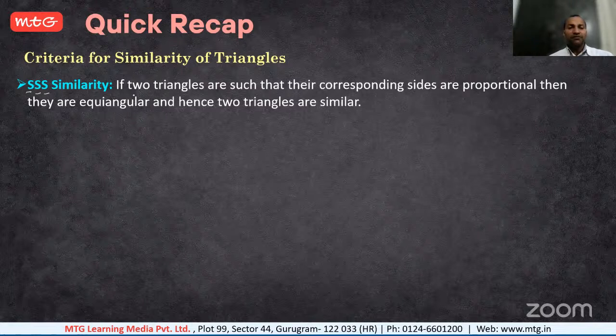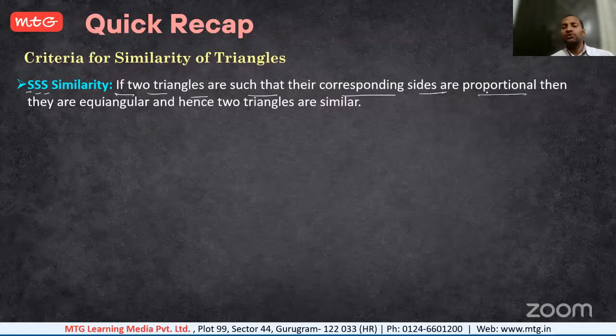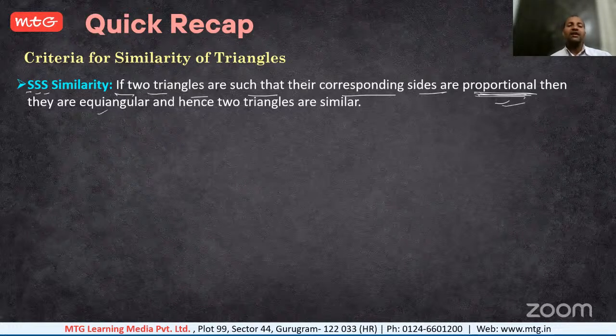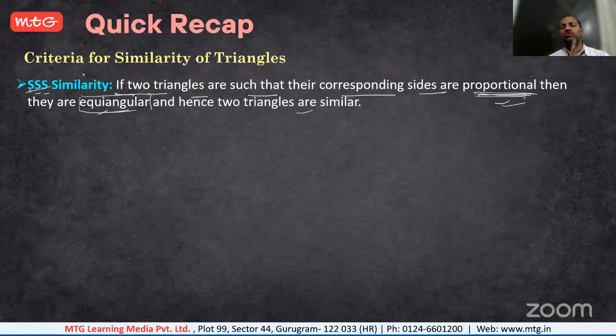It says that if two triangles are such that their corresponding sides are proportional, their ratio is the same, then they are equiangular, and hence the two triangles are similar. Obviously, when the ratio of these three sides is the same, they will be equiangular. We need not check the angles. We just have to see that the ratio of the three sides is the same.